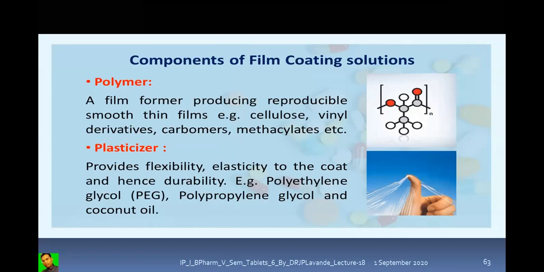In order to get a thin film, we need to add polymers like cellulose, vinyl derivatives, carbomers, and methacrylate. And in order to maintain flexibility and elasticity, there is a need to add the plasticizer. The plasticizer provides flexibility and elasticity to the coat and hence durability. For example, polyethylene glycol (PEG), polypropylene glycol and coconut oil are all introduced and necessary in the coating solution. The polymer gives the thin film and the plasticizer offers the flexibility and elasticity.